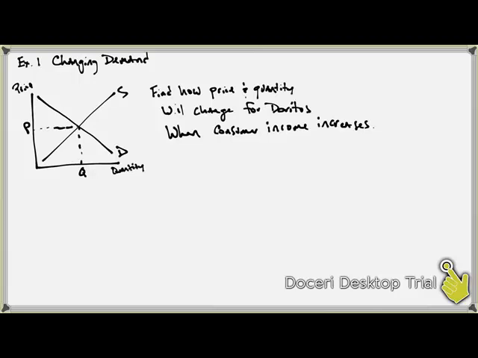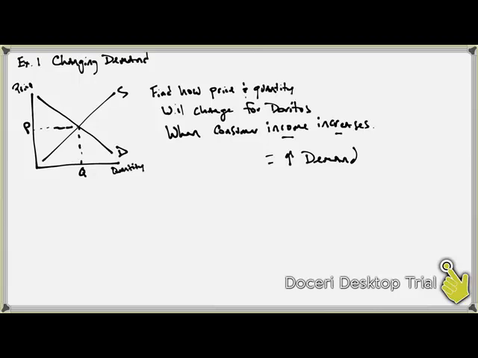Now, we do need to know if Doritos are an inferior or a normal good. We're just going to assume right now that Doritos are normal. They are normal goods, which means that as you have more money, you buy more of it. So now I have to show that change on my graph. I know that when income increases, that is going to create an increase in demand. And that's what I need to change on my graph.